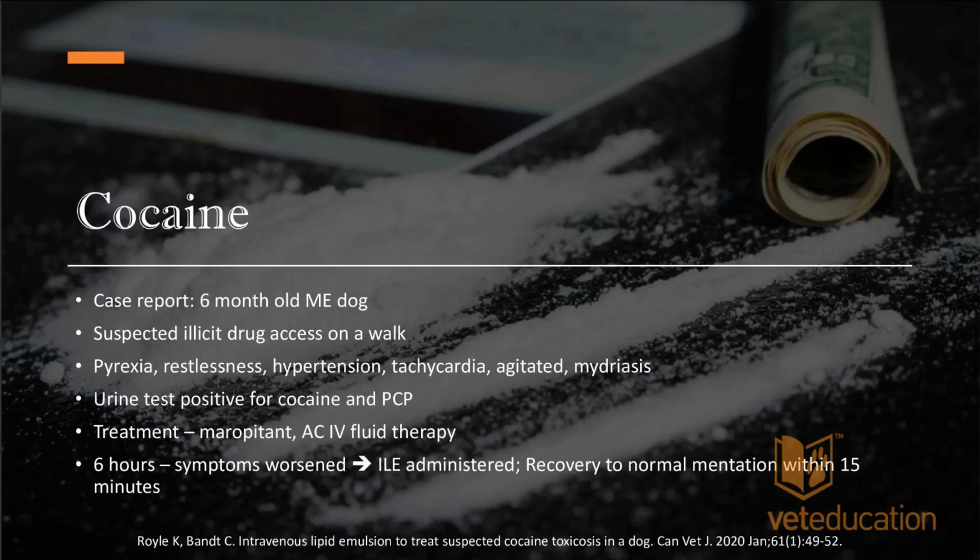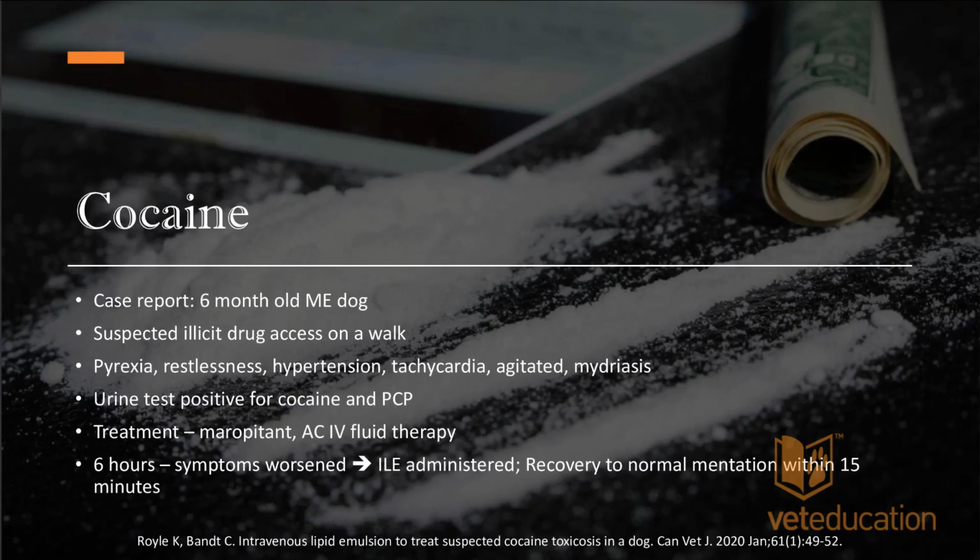What about cocaine? There's a case report we have in veterinary medicine of a 6-month-old male entire dog. He had suspected illicit drug access on a walk. When you read the case report, it's interesting. The dog walked in an interesting neighborhood. There were syringes and always unusual things lying around in the park that this dog walked in, and the dog didn't have any known access to illicit drugs, but did disappear behind the bushes and came out a little restless, a bit agitated, developed pyrexia and hypertension in the vet clinic, was tachycardic and had mydriasis, and the urine test was positive for cocaine and PCP as well.